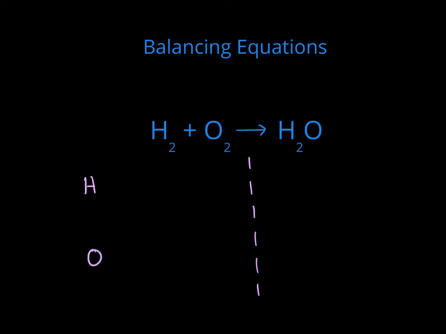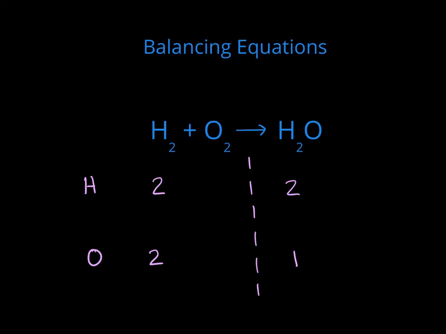So I'm going to tally how many of each of these elements I have on my reactant side and my product side. So on my reactant side, I have 2 hydrogen and 2 oxygen. And on my product side, I have 2 hydrogen and 1 oxygen. So we can see that our hydrogen are already balanced. It's our oxygen that are not. So we should start there.